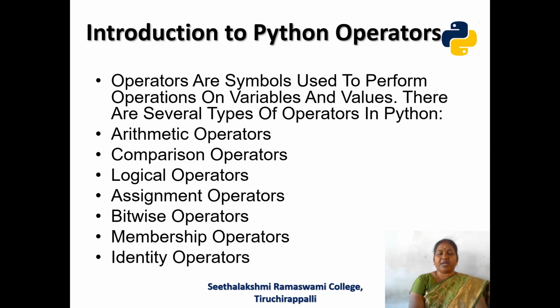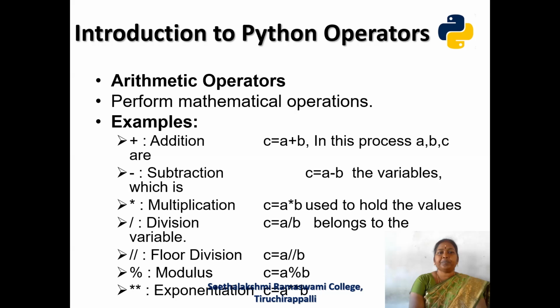Introduction to Python operators. Operators are symbols used to perform operations on variables and values. There are several types of operators in Python: arithmetic operators, comparison operators, logical operators, assignment operators, bitwise operators, membership operators, and identity operators. Arithmetic operators perform mathematical operations: addition, subtraction, multiplication, division, floor division, modulus, and exponentiation.